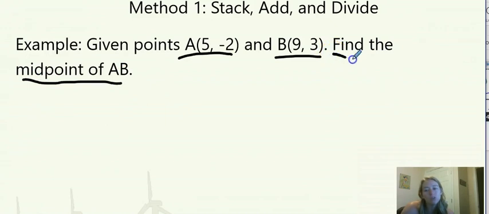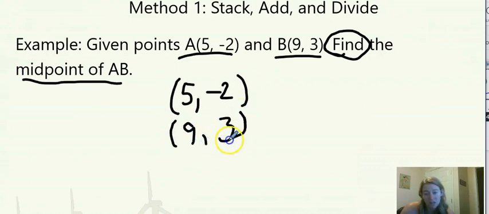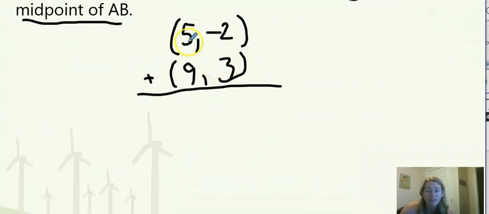Make sure you always read through your question to make sure you know what they're asking you for, because we are going to do some where we're solving for an endpoint and not a midpoint. Again, this is stack, add, and divide. So I'm going to take my first point, which is (5, -2), and I'm going to stack my other point, which was (9, 3), underneath, and I'm going to add them together. So I've got 5 plus 9, which is 14, and -2 plus 3, which is 1.